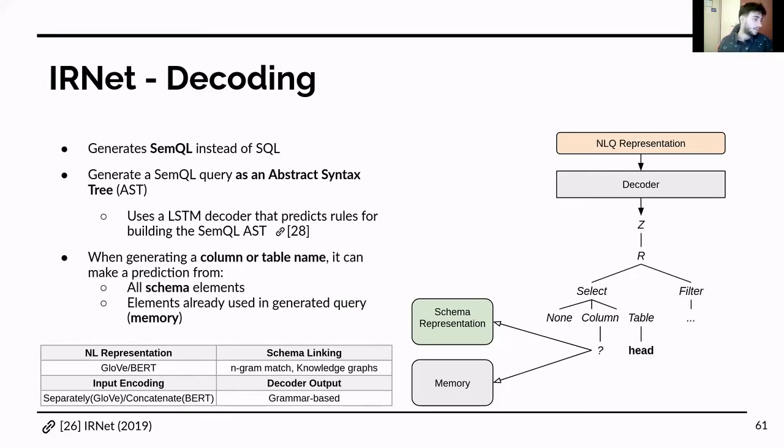And another very interesting feature of IronNet is that when it wants to predict a table or a column name inside this abstract syntax tree, it can make a decision to either pick a column or a table name from all the available options in the schema, or it can choose to make a choice from memory, which is all the table and column names that have already been generated in the current query. And this is very useful if we think, for example, when we generate a having clause, we're going to want to use a column that is already present in the query and not a new one that we haven't used yet.